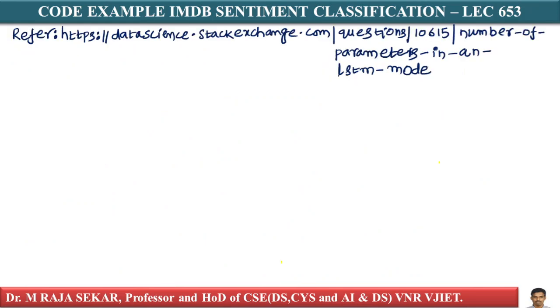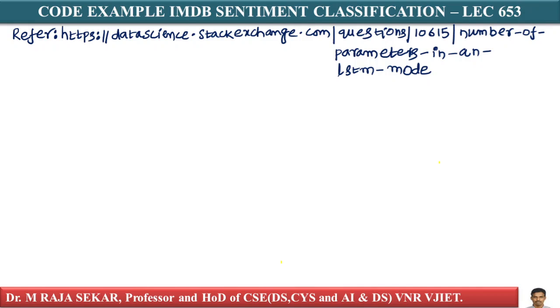Where can I find this formula? This is the reference link, datascience.stackexchange.com, isn't it? The exact derivation of this formula is actually not very hard. I recommend you read this question and answer section, where this particular formula 4 into nm plus n square plus n is explained.